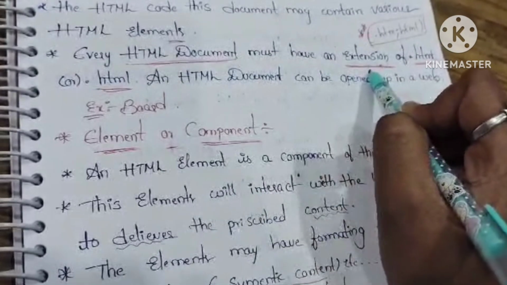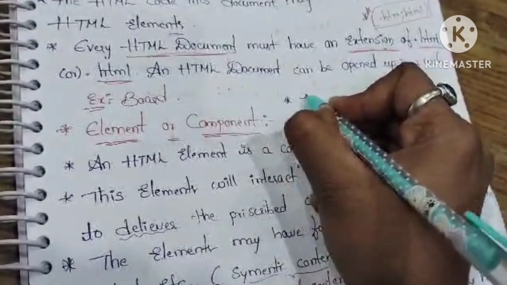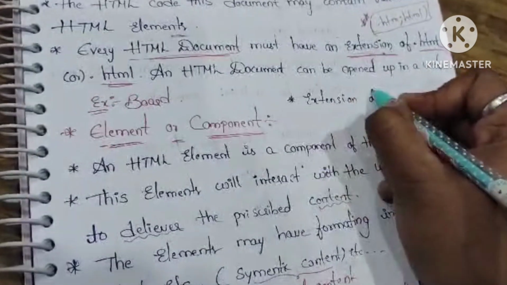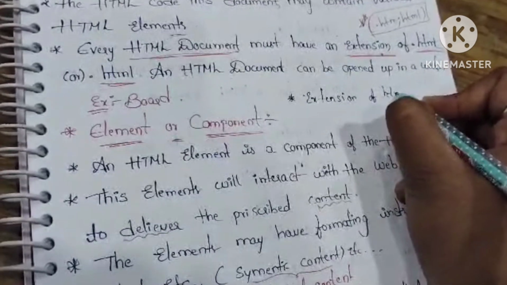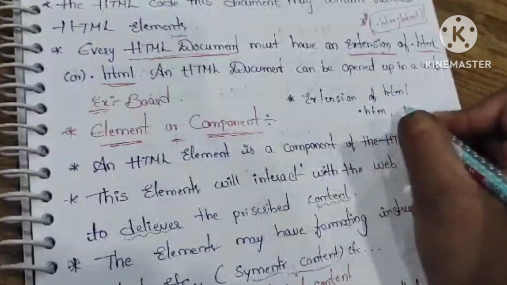By using this extension, we save the HTML document file. The extensions are .html and .htm. This is used as the extension for the HTML document.